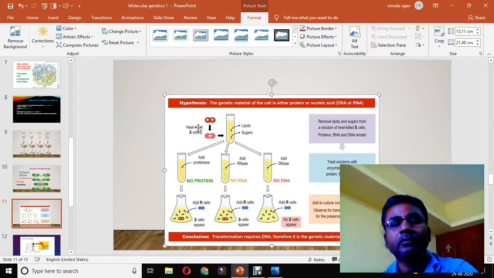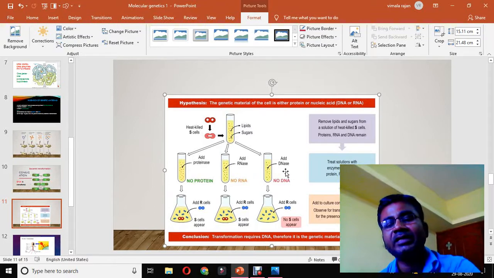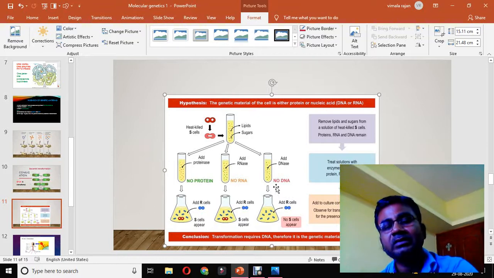In this experiment we are testing three materials which may be the genetic material, whether it is protein or RNA or DNA. That is the experiment. So at the end of the experiment we come to the conclusion about which must be the genetic material. The DNA must be the genetic material, because in this sample there is no DNA. Since there is no DNA, no transformation takes place.